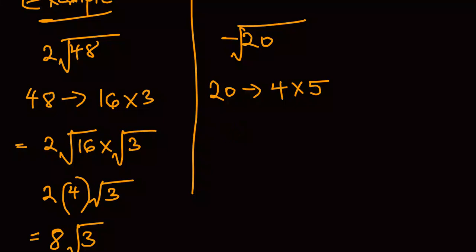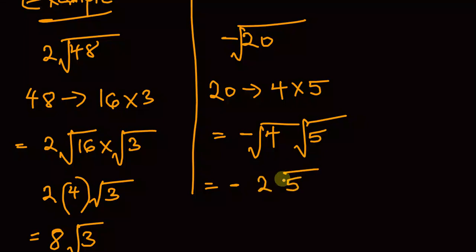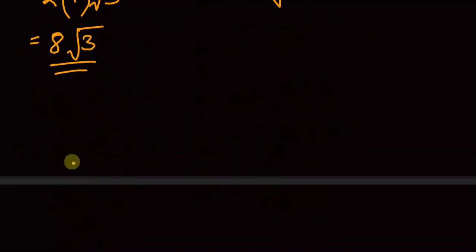It will be negative. We'll have a negative root of 4 times root of 5. What is the root of 4? So we are going to have negative root of 4 is 2. Then root of 5. That is what we are going to have, and that will be our answer. Let's look at another example.